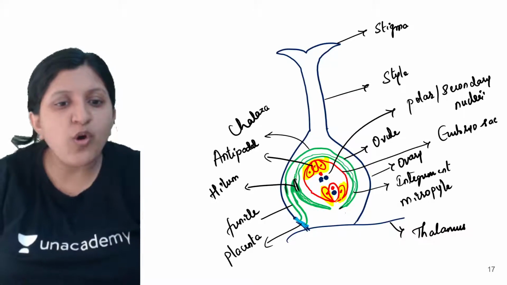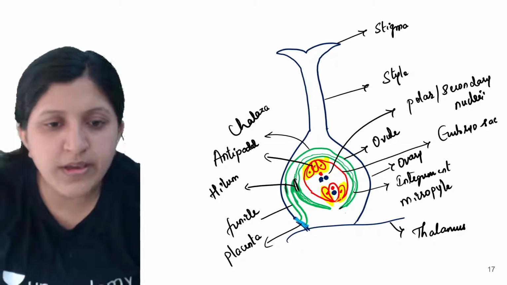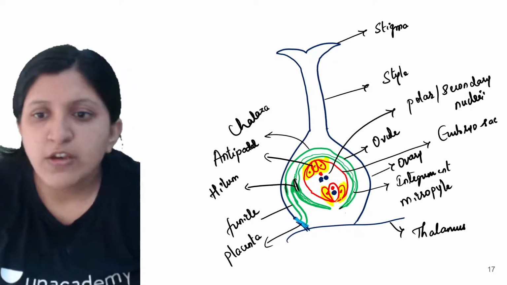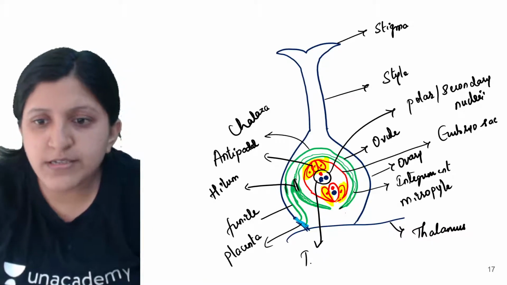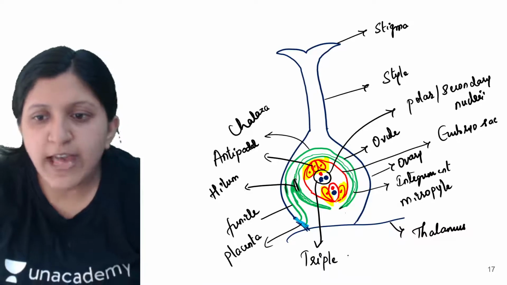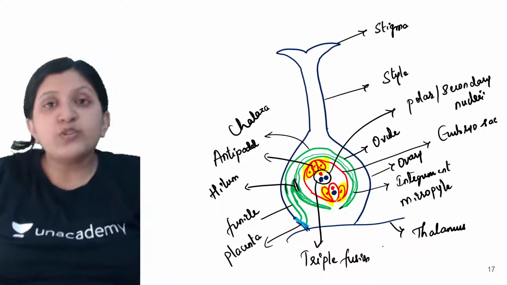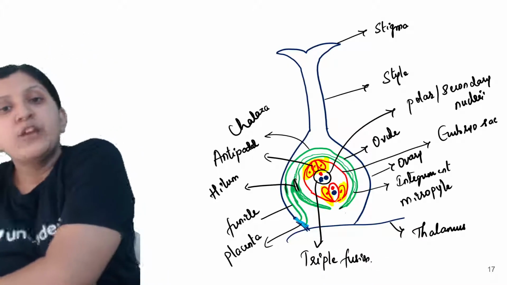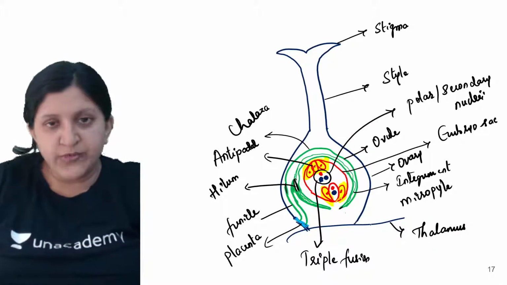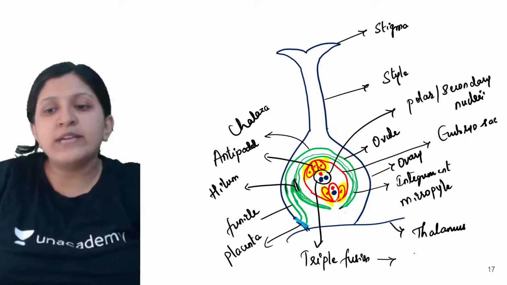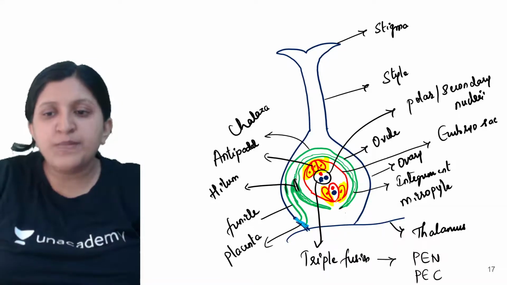And now you see three of the nuclei fusing, right? This is going to give us, let me just take a color. The product here is a triple fusion. That is because three nuclei have fused, so the process is triple fusion. So in triple fusion, what will happen? The polar nuclei fuse with one of the male gametes, and the product is the primary endosperm nucleus in a primary endosperm cell.